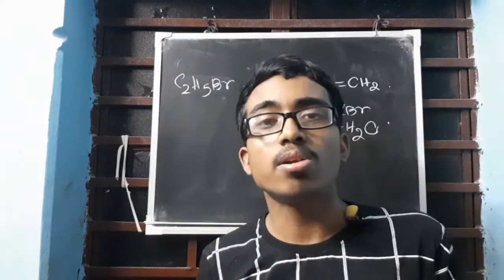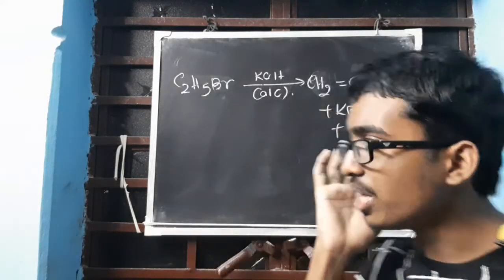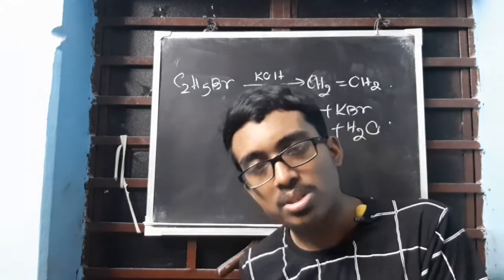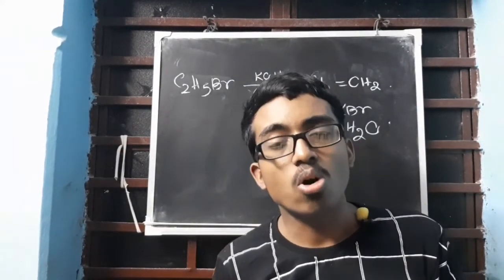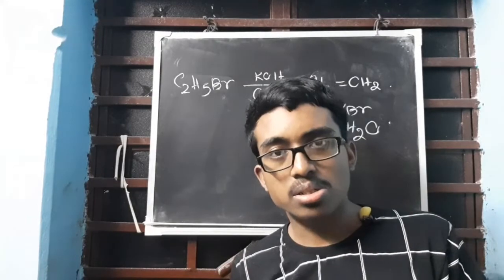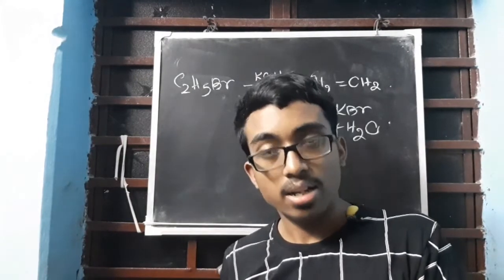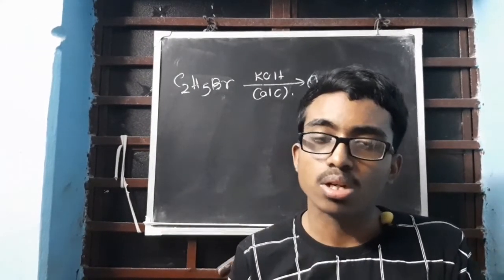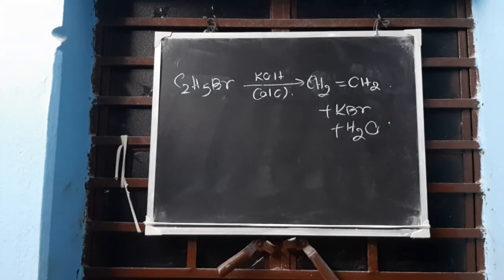This step is the dehydrohalogenation step, where we are writing C2H5Br, C2H5Cl, C2H5F, C2H5I, the halogens I'm talking about. In the presence of hot and concentrated KOH alcoholic medium, it gives you ethene plus the respective salt, that is KCl, KBr, KF, and KI, plus water. Understood? This is the dehydrohalogenation reaction. From this part you are having only this much.